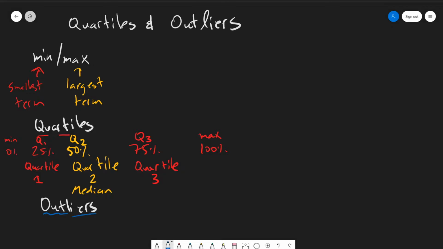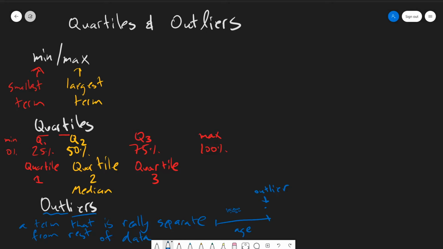So outliers literally goes by its definition, something that lies out, a term that is really far separate from the rest of the data. So we could have all of our data is here, all of our data is here. This is our age or whatever. We've got everyone in the same age, and then we have one person that's way out here. That person is an outlier.